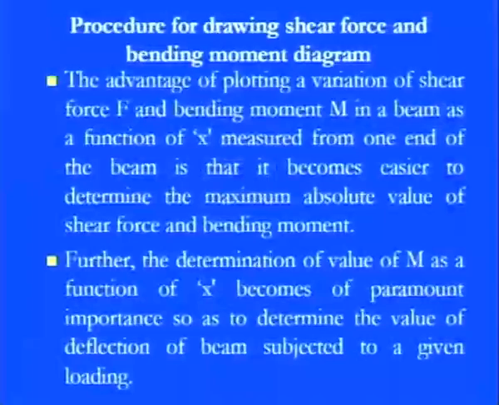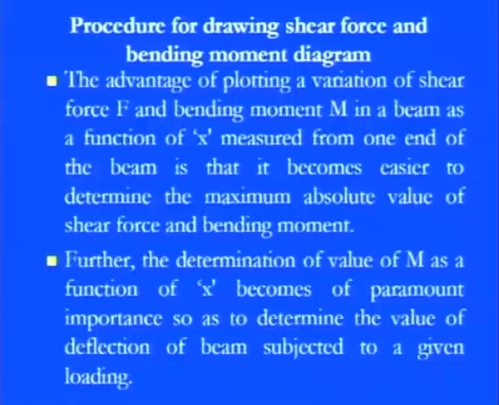So here on your screen we find that we have a procedure for drawing shear force and bending moment diagram to have the feeling. So why do we need that? The advantage of plotting a variation of shear force F, which we are generally using F for, and bending moment M in a beam as a function of x, is because we found that F is nothing but equal to dM by dx, or W is nothing but equal to dF by dx or d2M by dx square.